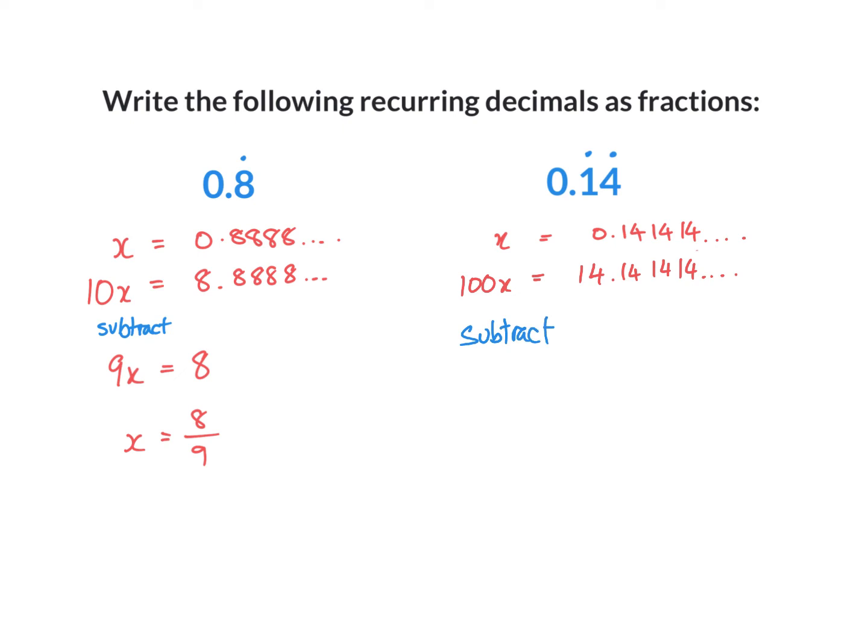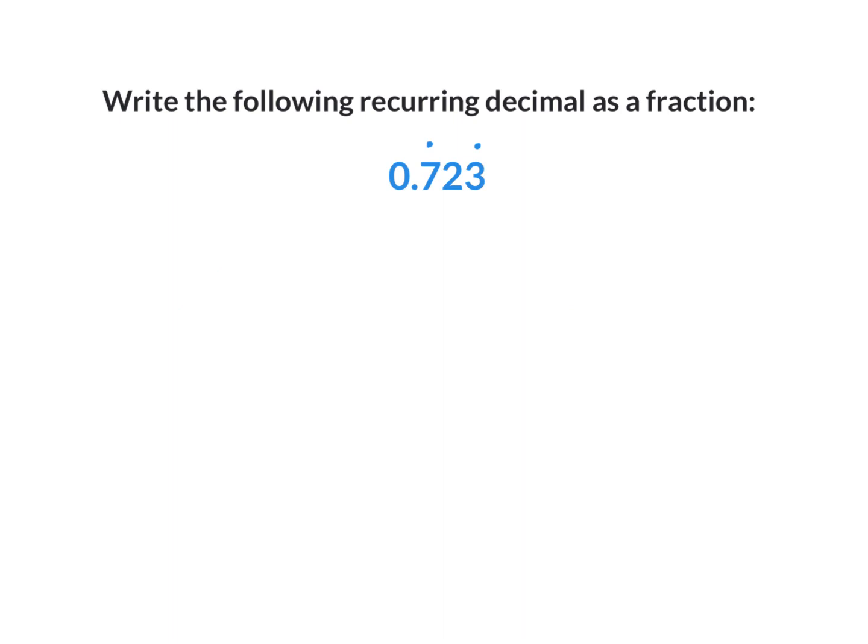And when we do that, 100x minus x is 99x. And again, when we subtract 0.141414 from 14.141414, all the recurring parts cancel out, and we're just left with 14 take away 0, which is 14. And so if 99x is 14, x is 14 over 99. We've written 0.14 recurring as a fraction, or as a rational number.